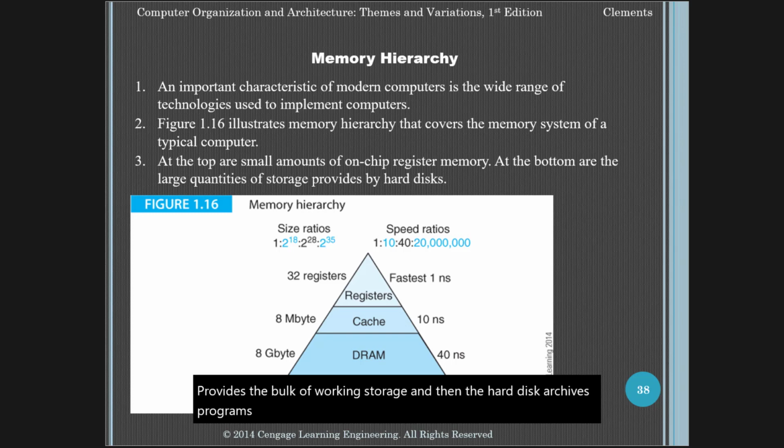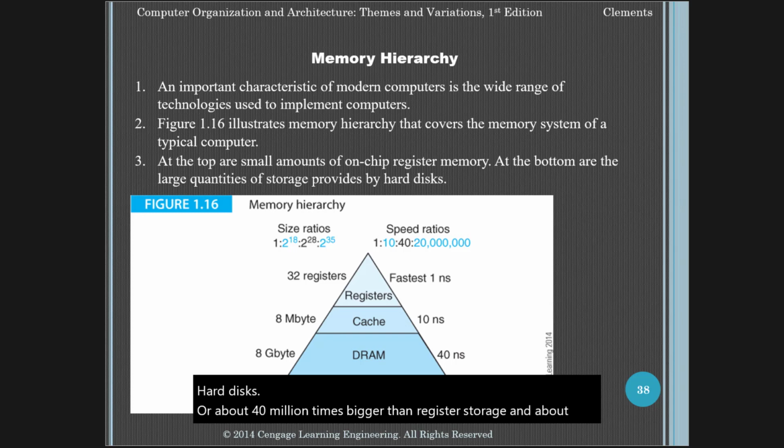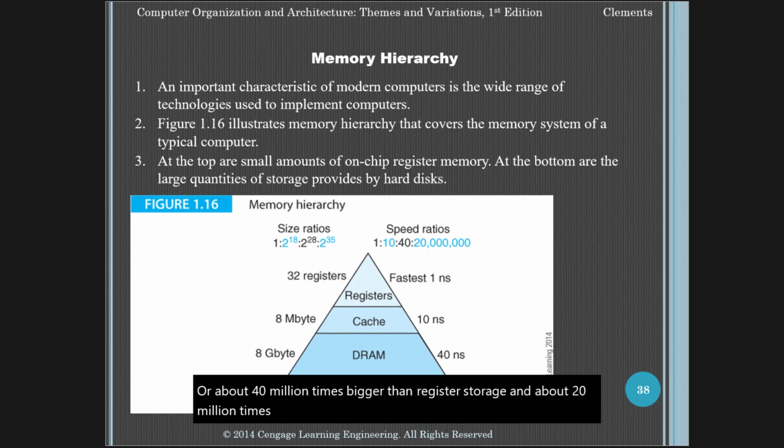And remember, when we talk about hard disk, we're talking about flash memory, solid state drives, right? We're not going to differentiate right now. Hard disks are about 40 million times bigger than register storage and about 20 million times slower. So that maybe helps put things into perspective.